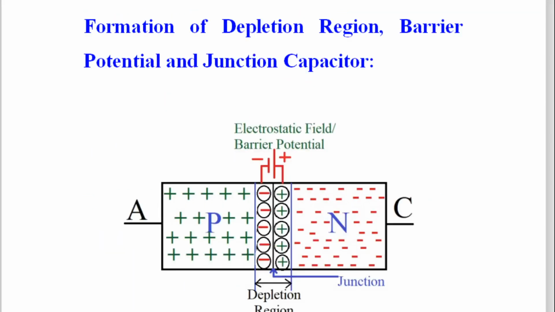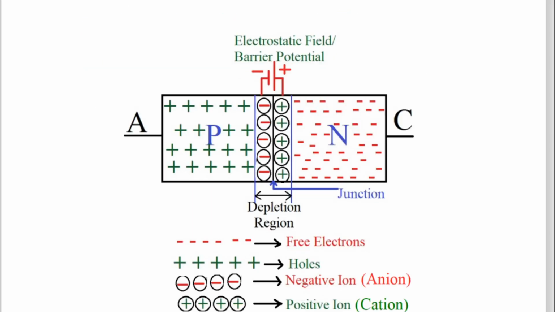Now in reality, we are going to study the formation of the depletion region, barrier potential, and junction capacitor. So now try to understand. This diagram is again self-explanatory, and it is very important. On the left-hand side is a p-type material. Here, the positive green marks are all holes. In p-type material, the majority charge carriers are holes. And what is a hole? A hole is nothing but the vacancy of an electron.